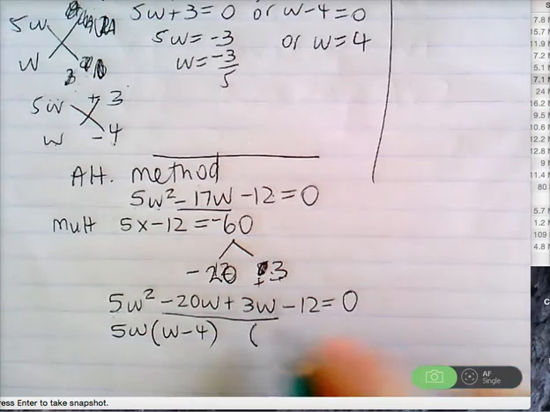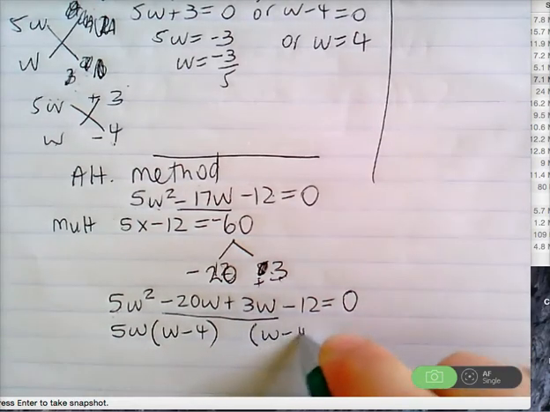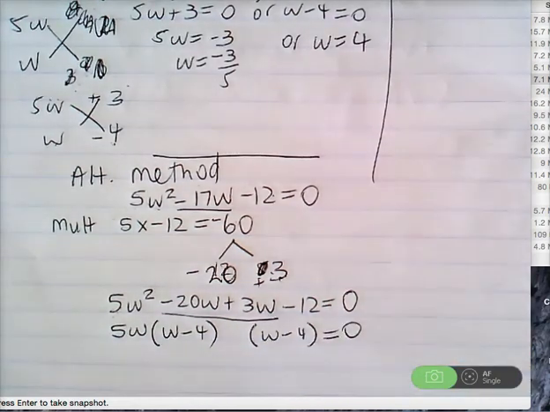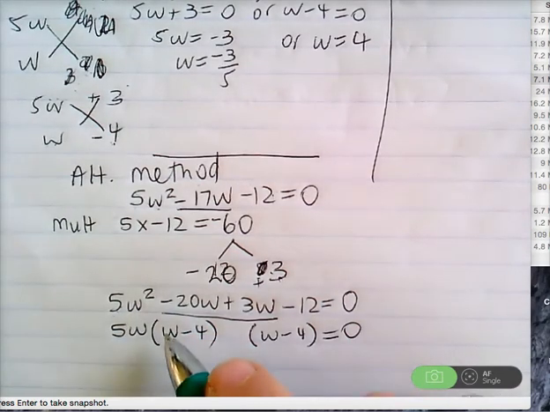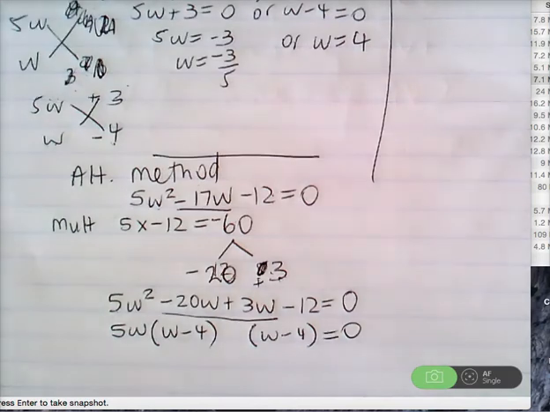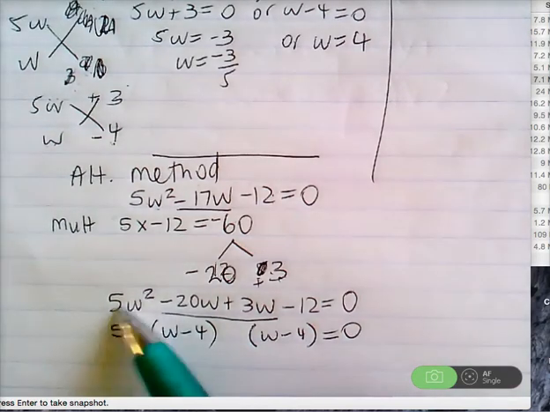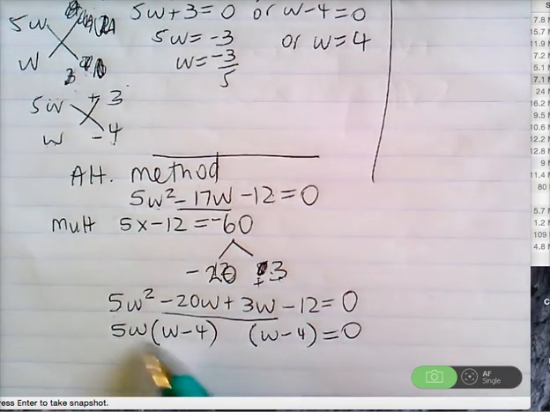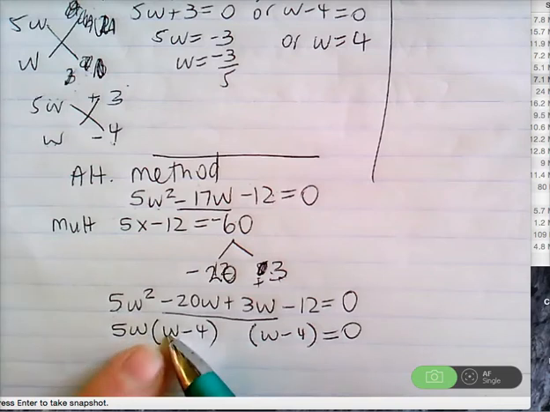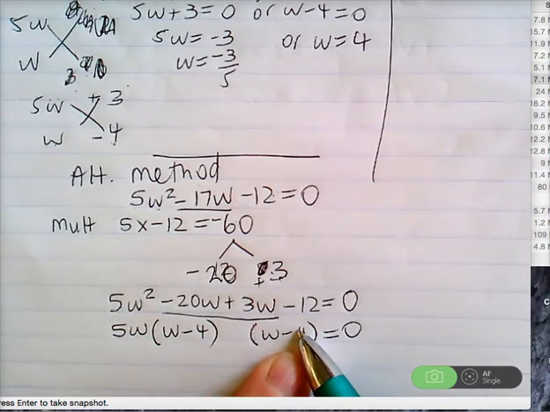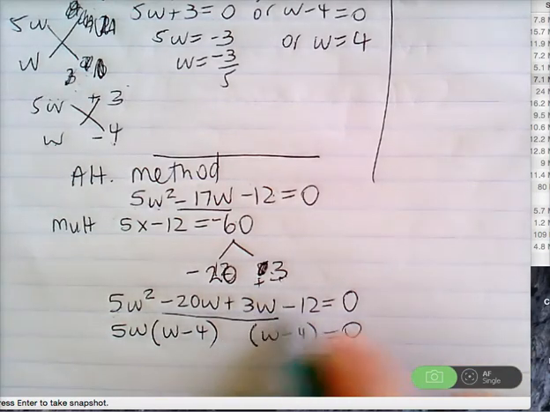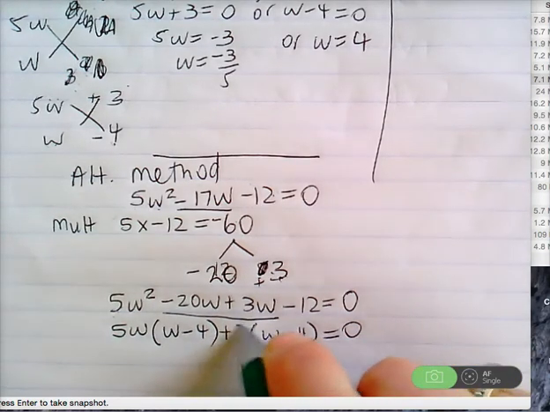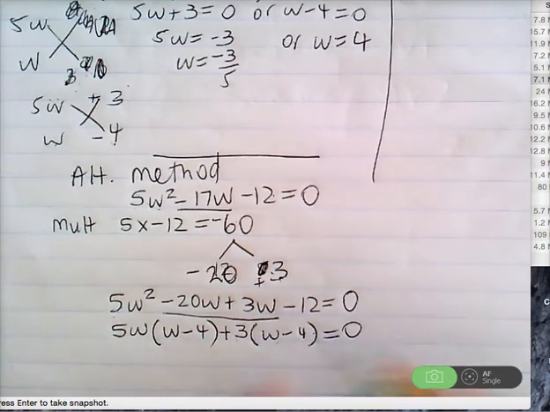Then, for the second two, you must have the same thing in the bracket. If 5W is a common factor with the first two terms, then you get 5W bracket W minus 4. You must put the W minus 4 in the second bracket, otherwise it's not going to work. What do I put here now to get the second term? Go plus 3. So it's plus 3W minus 12.